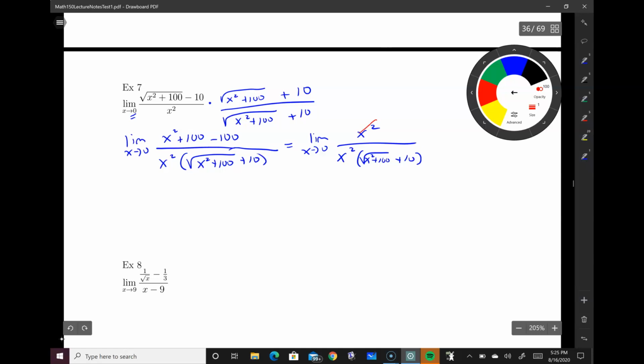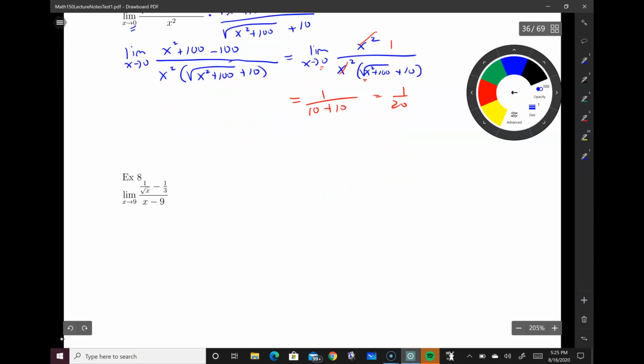Now I can see the x squareds cancel, so I'm left with a 1 in the numerator. So to finish it off, plug in x equals 0. So I get 1 over, so this gives me root 100, 10 plus 10, so 1/20.